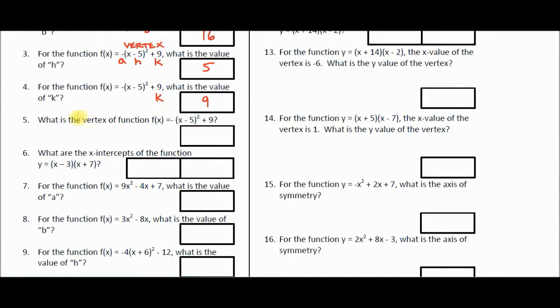Now this one looks a little confusing. Question number 5. It's hard to see this, but this is actually, what is the vertex of the function f of x equals negative x minus 5 squared plus 9? It's the same equation as 3 and 4. Now the good part is, we know the vertex is just at h and k.